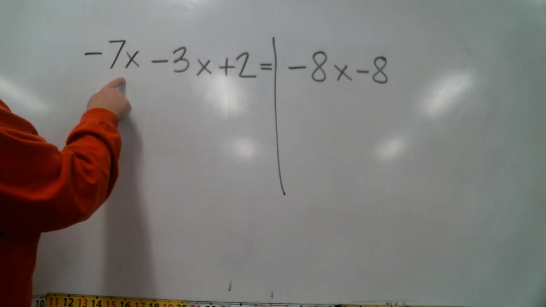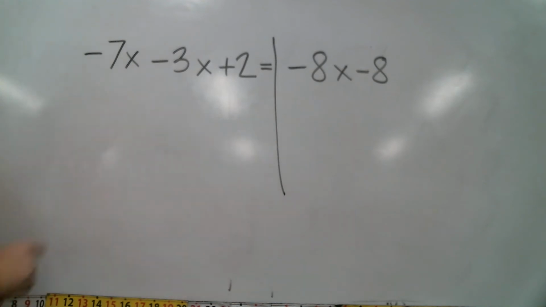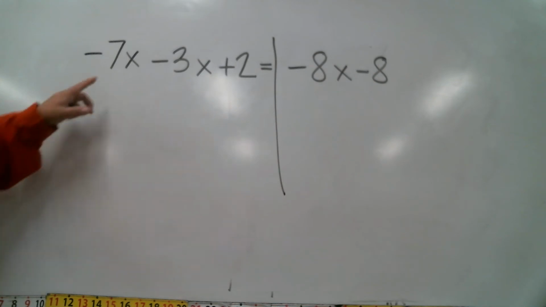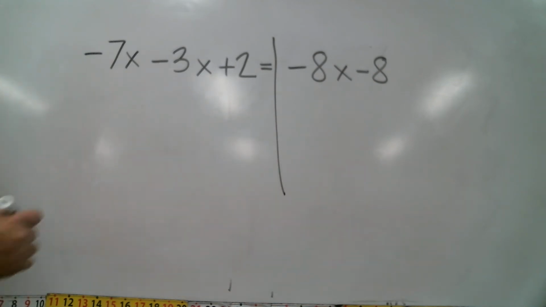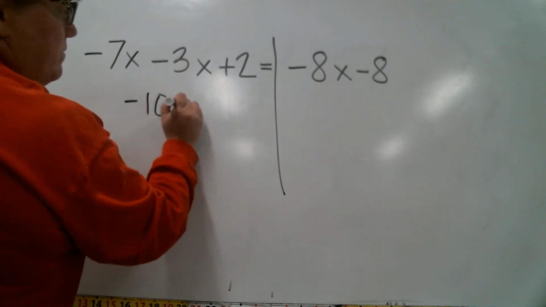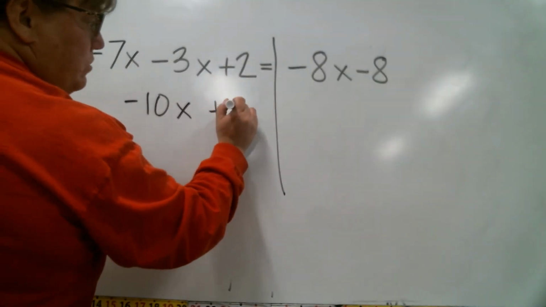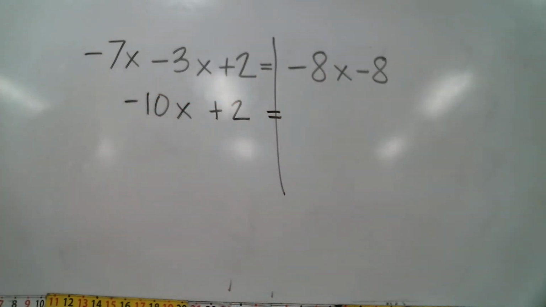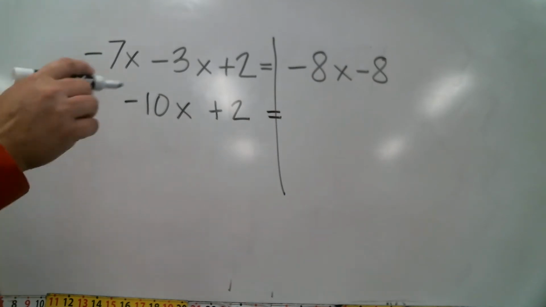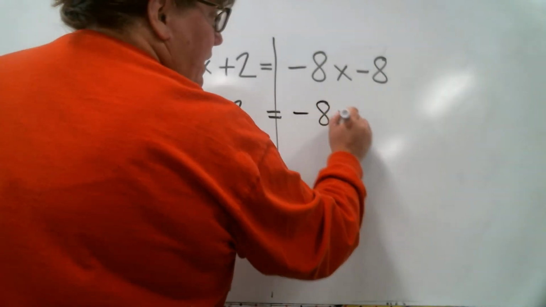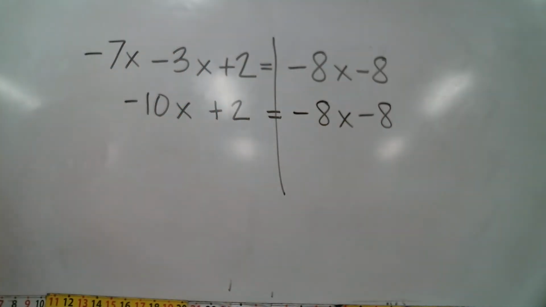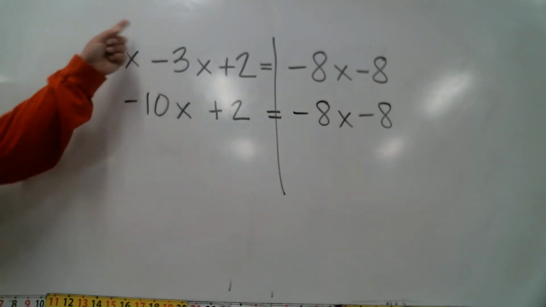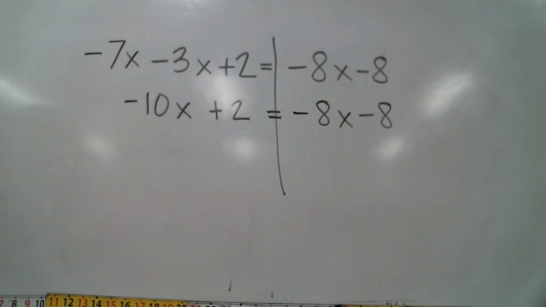And over here, I see that I have a negative 7x and a negative 3x. And they're on the same side together, so I need to combine them up and rewrite it before I start. So negative 7x minus 3x, together that's negative 10x. And then I'm going to rewrite plus 2. And over here, I just have a negative 8x and a negative 8. I don't have any like terms that need to be combined up, so I'm just going to rewrite it as it is. Negative 8x minus 8. So the first thing that I showed you in the notes, it says first to take care of like terms that are together on the same side and combine them up, which we did.